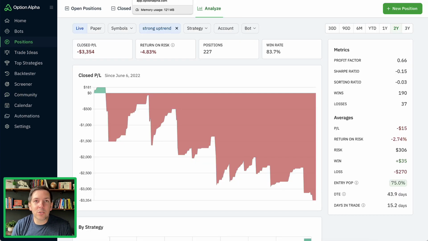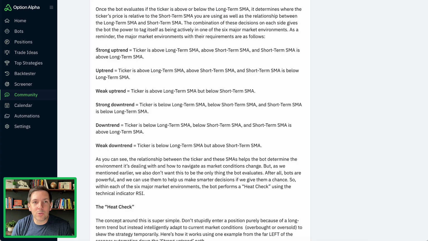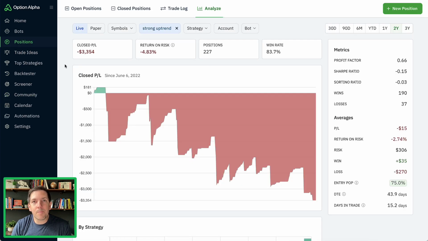So let's start with strong uptrend. We'll go back and forth here. We'll do strong uptrend, uptrend, weak uptrend, all the way down, and just partition things out, if you will, just to see how things worked out. So this is how it worked for these positions. Again, these are all live trades for the Hexabot. These are the only tags I used in these, so these will only be visible in the Hexabots here.